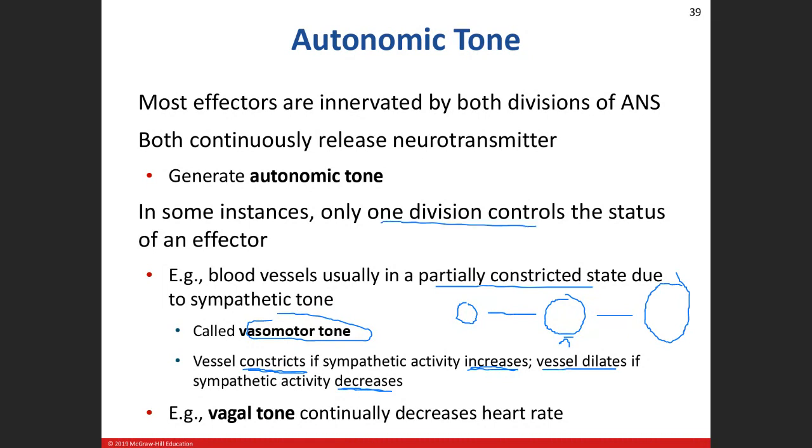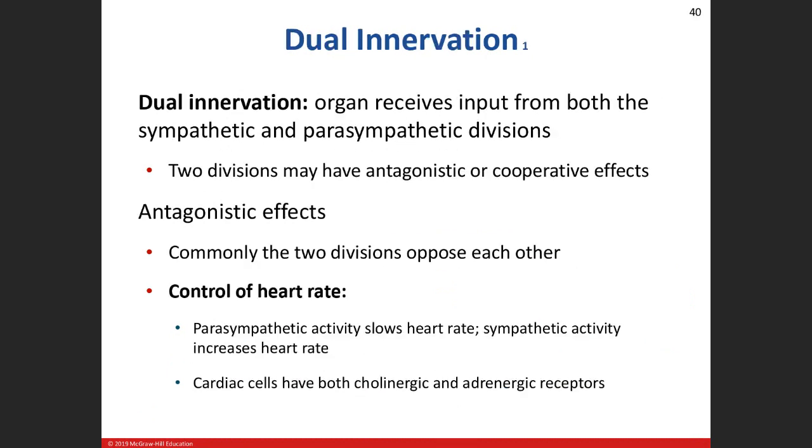We see vagal tone when we talk about the heart rate. Only the parasympathetic nervous system can decrease the heart rate. The sympathetic nervous system can increase the heart rate, but it can also increase the force of contraction, or the contractility of the heart. I'm not going to talk about that here because in chapter 19, you guys get to talk about it all the time.